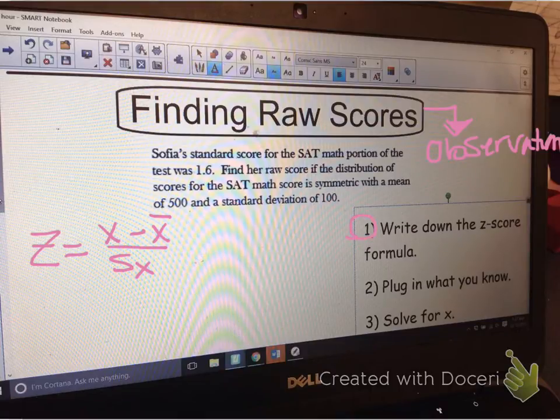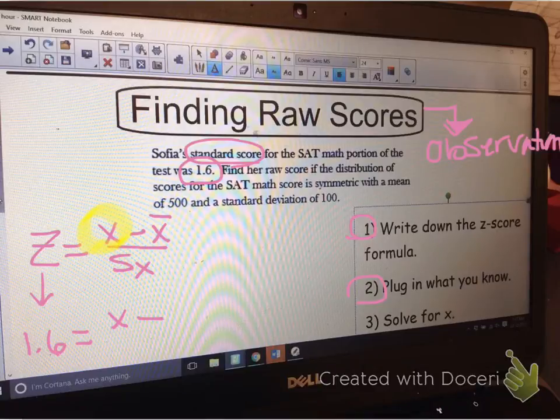The next thing I want you to do is plug in what you know. We know that her Z-score was 1.6, same thing as a standard score. Those are interchangeable. 1.6. We don't know her observation right here. We're going to call that X. We know her mean, which is 500, divided by her standard deviation of 100. Next, we're going to solve for X. I'm going to do this on the next page because I don't have a lot of room here.